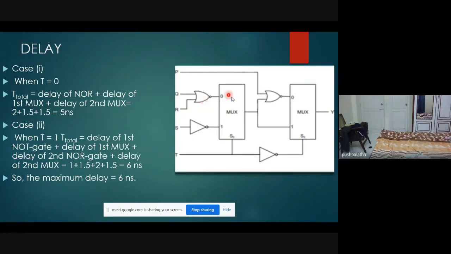So obviously this mux value is 1.5 nanosecond, right? Now obviously the output is given to the second one. So second one is 1.5. So totally 5 nanosecond, right?